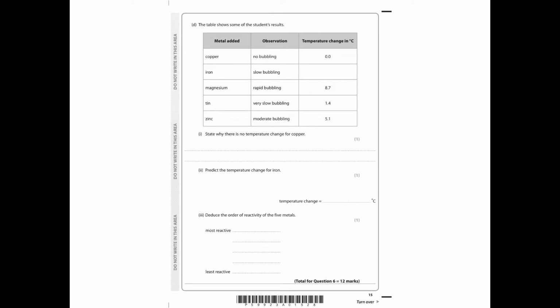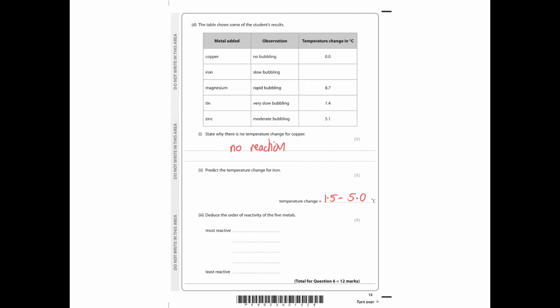And then we are given a table of the students' results. You're asked why there's no temperature change for copper, and that's because there will be no reaction due to copper not being as reactive as hydrogen. It asks you to predict the temperature change for iron. You're allowed a range for this answer, and any value between 1.5 and 5 degrees Celsius will receive credit.